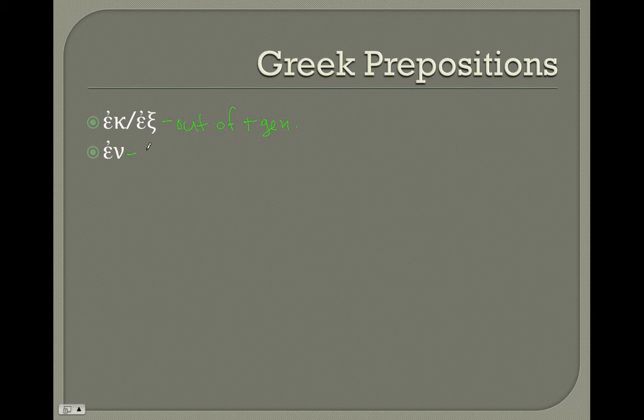En is in, and it's showing location. And since it's showing location, it's going to be followed by the dative case. And finally, in Chapter 3, you encounter eis, into. And since this is showing motion towards something, it's going to be followed by the accusative. So there's your introduction to Greek prepositions.